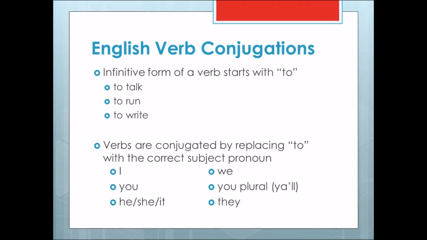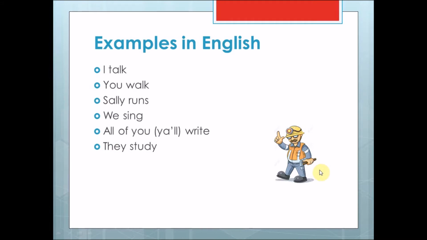Now you'll notice how I have these 6 bullet points laid out. That is important. We'll get examples of verbs in English. Again, you drop the to at the beginning and then you add the correct subject pronoun. So I talk, you talk, or you walk, Sally runs, we sing, all of you or y'all write, and they study.